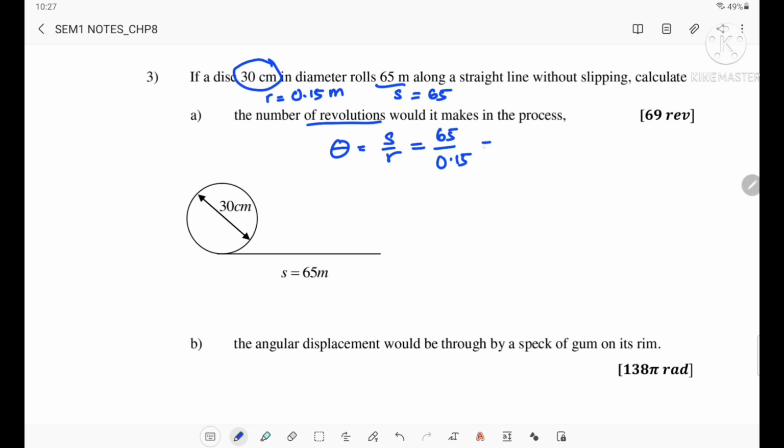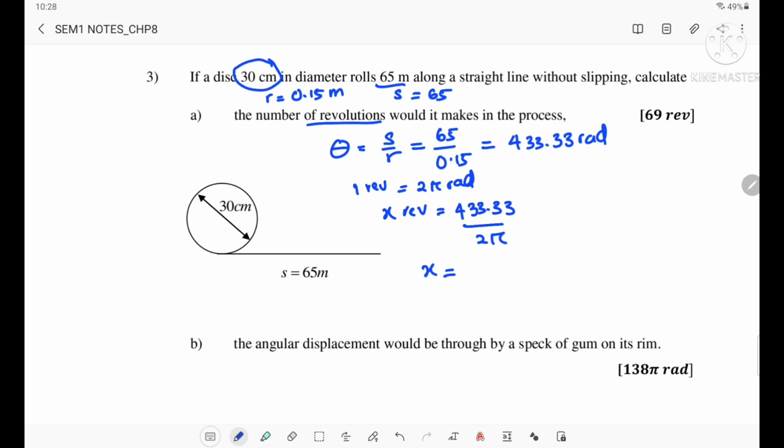And then therefore we get the value of theta is 433.33 radian. Don't forget to convert into number of revolutions, because the question asks for the number of revolutions. One revolution is equal to 2 pi radian. So x revolutions is equal to 433.33 radian divided by 2 pi. So you will get the number of revolutions, which is 69 revolutions.